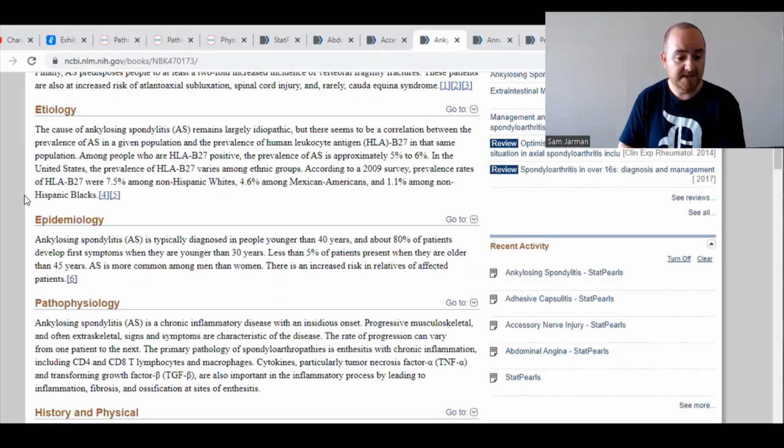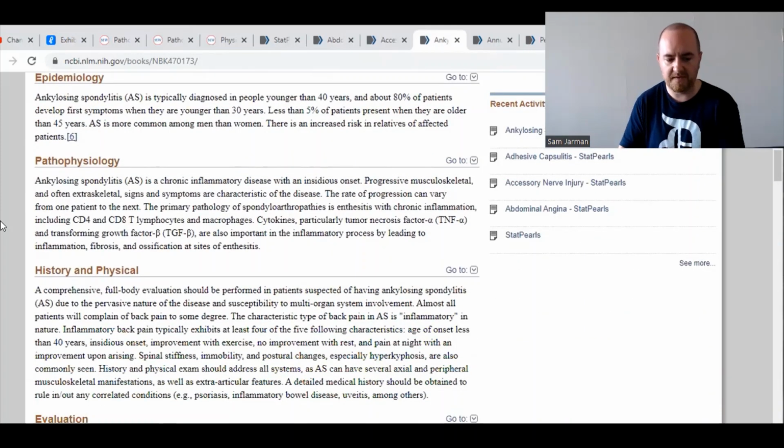So ankylosing spondylitis. The cause remains largely idiopathic, aka they're not 100% sure what it is in most cases, but there seems to be a correlation between the prevalence of ankylosing spondylitis in a given population and the prevalence of human leukocyte antigen B27 in that same population. The rest of it is not necessarily useful. The pathophysiology: chronic inflammatory disease with an insidious onset. Insidious is slow. Progressive musculoskeletal and often extraskeletal signs and symptoms are characteristic of the disease. The rate of progression can vary from one patient to the next.